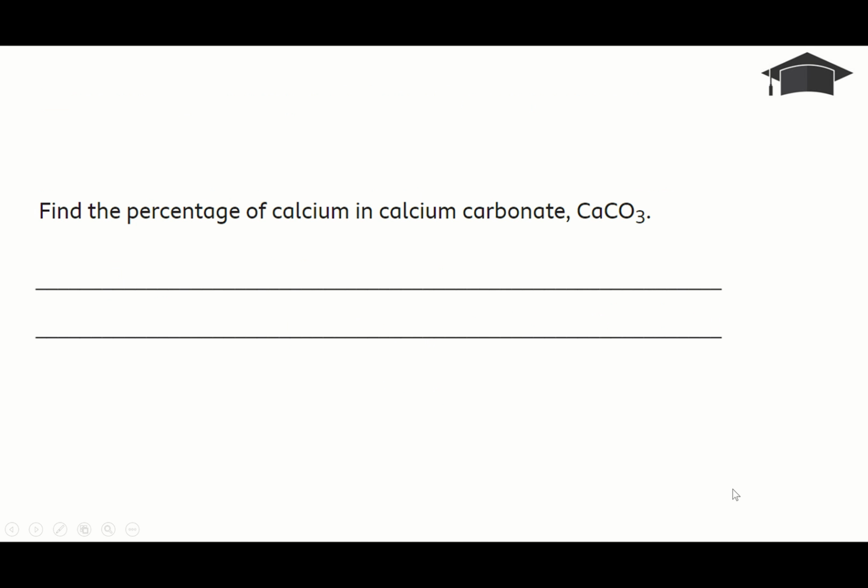So here we have calcium carbonate. Now the question is, what is the percentage of calcium within calcium carbonate? So the first thing we need to do again is get the RFM, the relative formula mass. Now this equals 40, which is calcium, plus 12, which is carbon, plus, I'm opening a bracket here because I'm looking at the subscript, there's 3 oxygens, 3 multiplied by 16, and this equals 100.